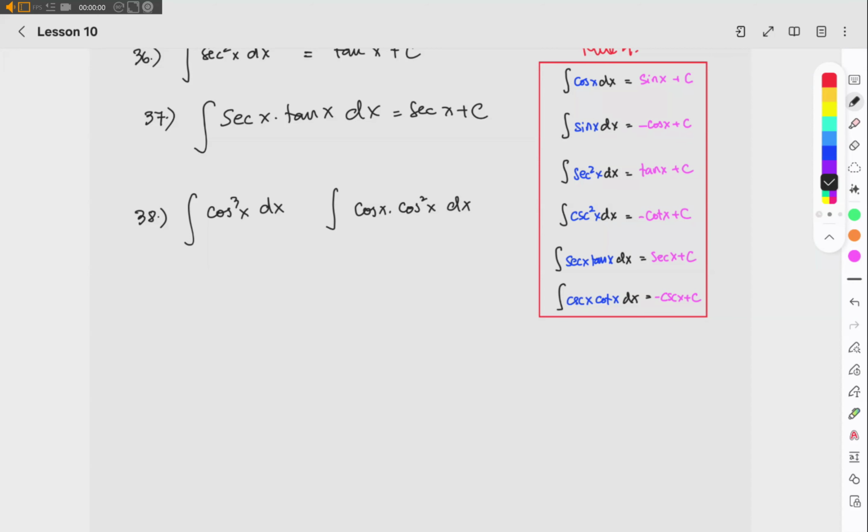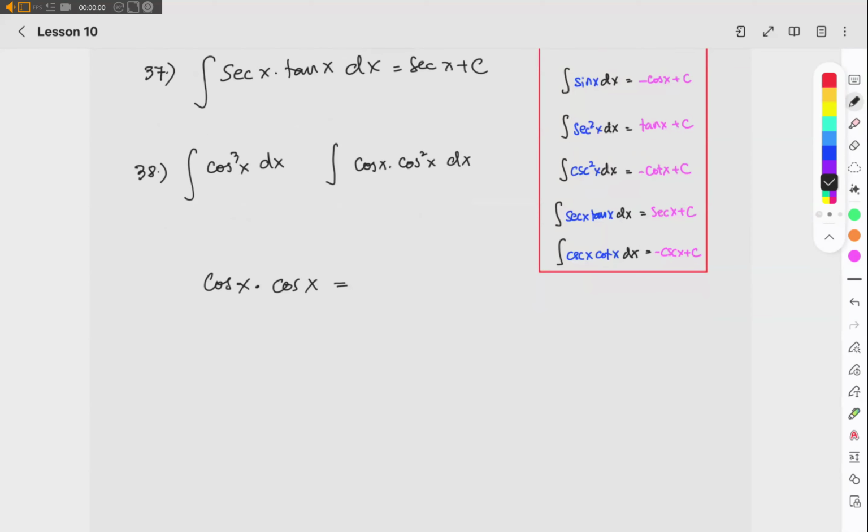So if you have a cosine of x times cosine of x, what do you get? When you have two cosines multiplied to each other, what do you get? Cosine square. Yes, cosine square of x. Now cosine square of x multiplied by cosine square of x.